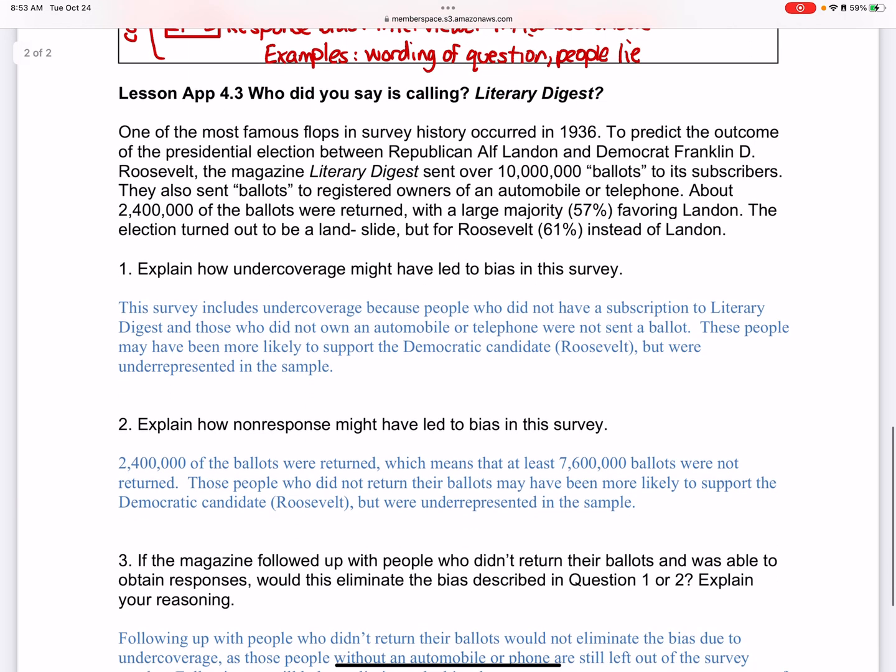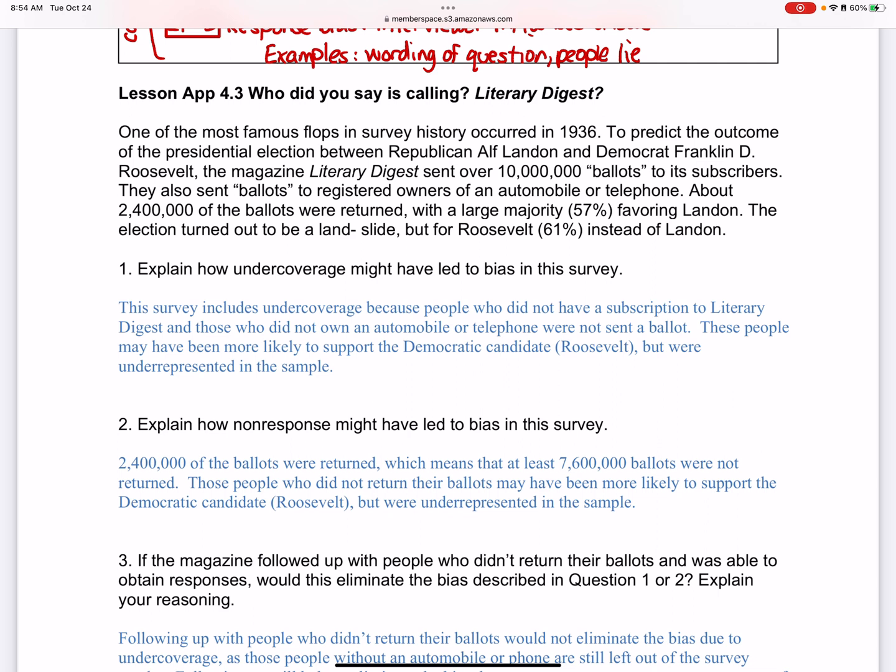Okay, let's do our application questions. One of the most famous flops in history occurred in 1936 when trying to predict the outcome of the election between Republican Alf Landon and Democratic candidate Franklin Delano Roosevelt. The magazine Literary Digest sent over 10 million quote-unquote ballots to its subscribers. They also sent these ballots to registered owners of an automobile or a telephone. 2.4 million of the ballots were returned of the 10 million, and a large majority, 57%, favored Landon. The election turned out to be a landslide for Roosevelt, with 61% instead of Landon.